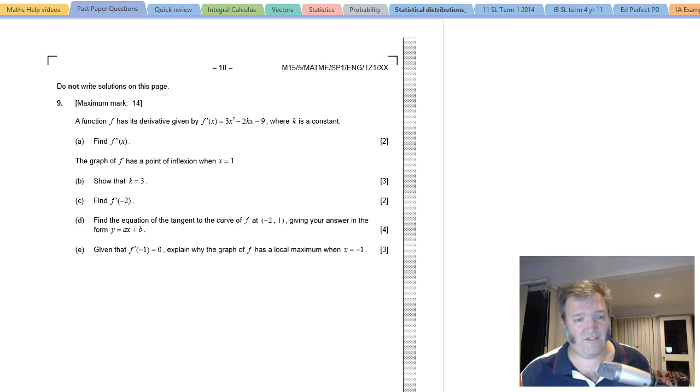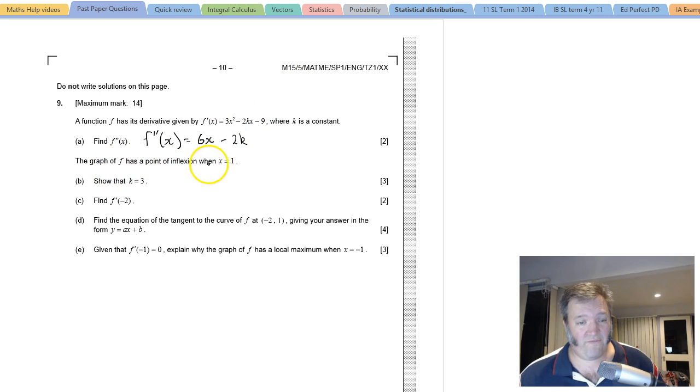A function f has its derivative given by f dash of x equals 3x squared minus 2kx minus 9. Find the second derivative. Well, that should be pretty easy. It's just the derivative of what we see in front of us. So the derivative of 3x squared is 6x. The derivative of negative 2kx, that's x to the power of 1, so it just becomes negative 2k. And of course, the derivative of negative 9 is 0. So that's it. We're done. 2 marks. Very easy. Let's move on.